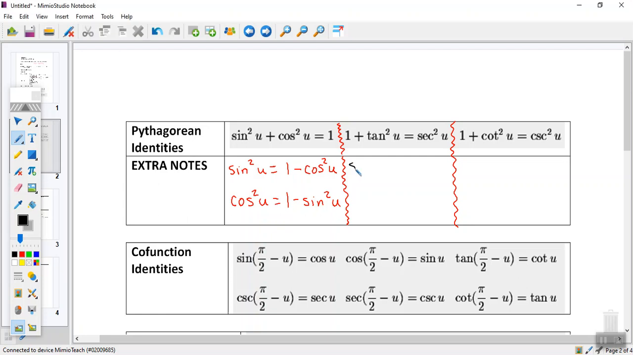Secant squared minus what? Let's see, what else could I get alone? Could I get tangent squared alone? What would tangent squared equal then? Secant squared minus 1. Tangent squared would equal secant squared minus 1, you say? Yes.